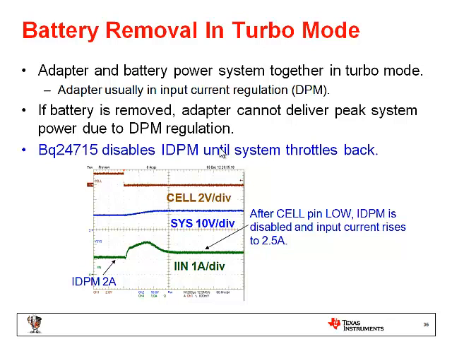So 715 does have a cell pin that will indicate if the battery is removed. Once the cell pin is put low, the IDPM is disabled, and here you can see the input current rises, instead of the original setting of 2 amps, up to 2.5 amps, which is where the system demand is, so that the system keeps running without crashing.